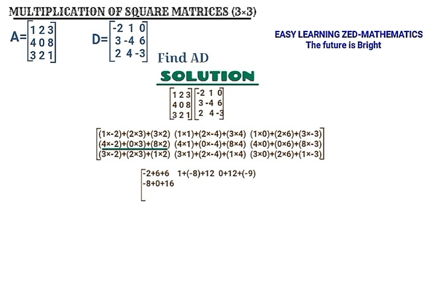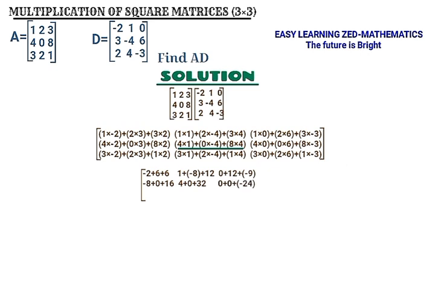Then I'm going to go into another section. So that is 4 by 1 will give us 4. 0 by negative 4 will give us 0. 8 by 4 will give us 32. Then 4 by 0 will give us 0. 6 by 0, or 0 by 6 will give us 0. 8 by negative 3 will give us negative 24.